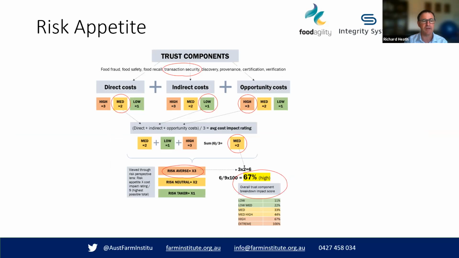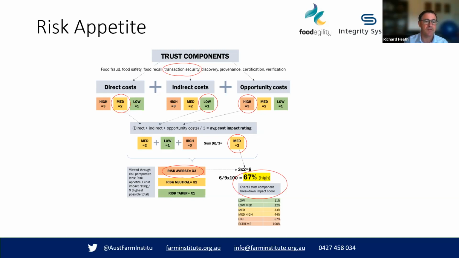The other way of looking at it that's more directly related to risk appetite is understanding that the formula we put up before is really all about the direct costs. By implementing a technology to solve this problem, what are the direct costs that you are avoiding when there is a breakdown in trust? But there's also indirect costs, and very importantly, there's opportunity costs.